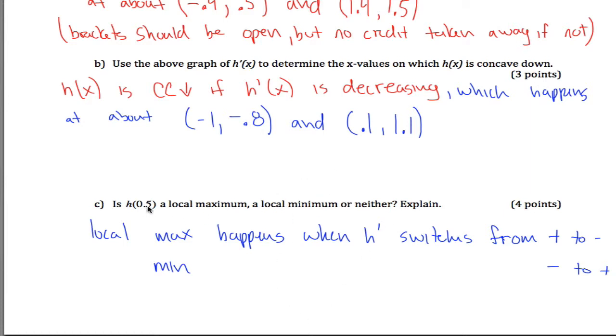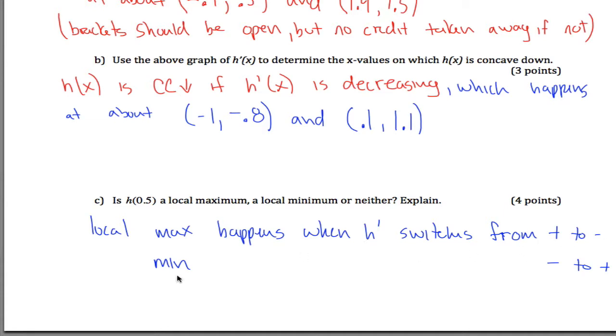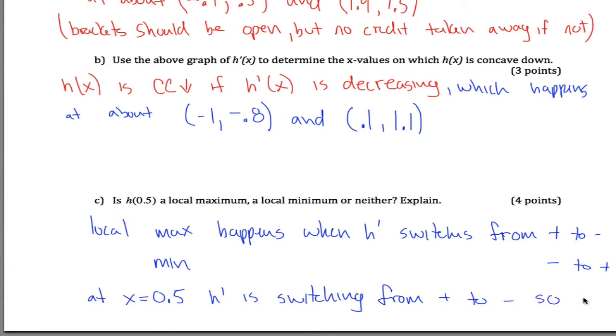So let's go up and look at 0.5 and figure out if the derivative is switching from positive to negative or negative to positive. Well, let's see, here's 0.5 right here. And it looks like the derivative is switching from positive to negative, right? At 0.5, to the left of 0.5, the derivative is positive. To the right of 0.5, the derivative is negative. So we are switching from positive to negative at x equals 0.5. H prime is switching from positive to negative, so it's a local max.